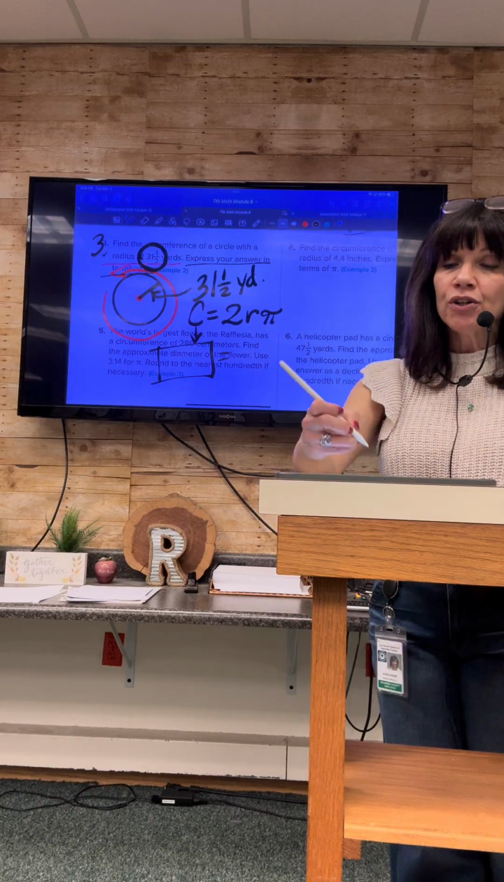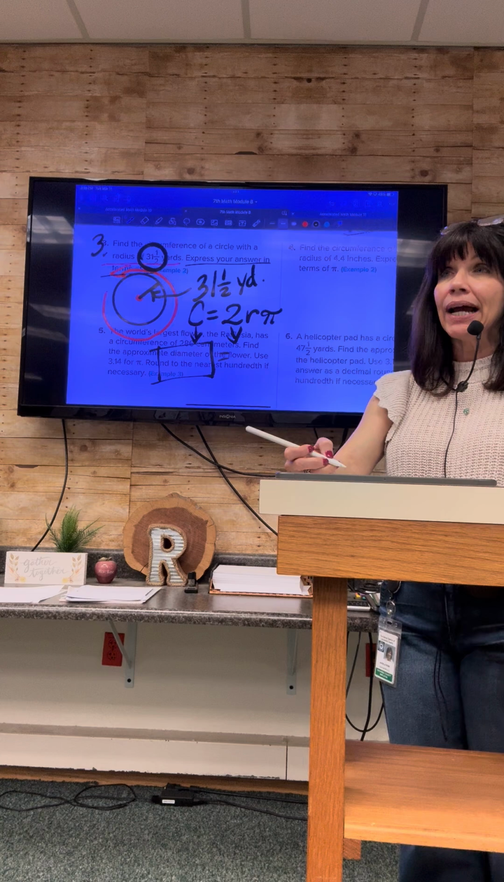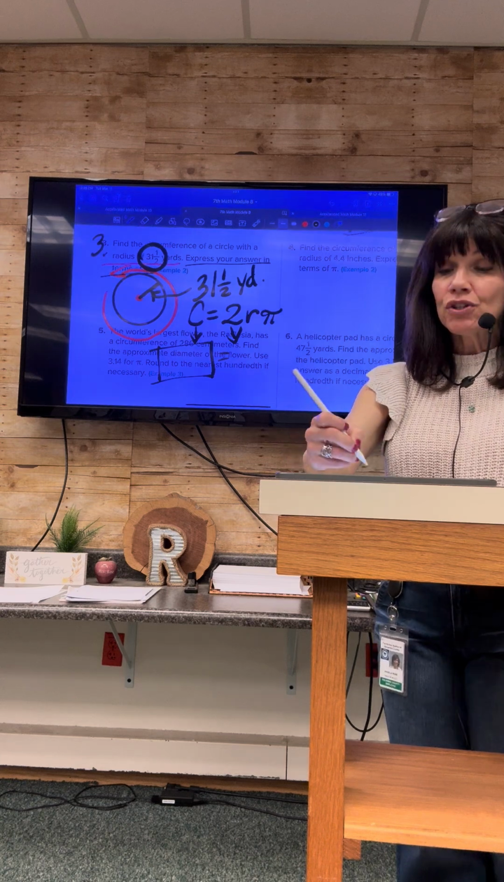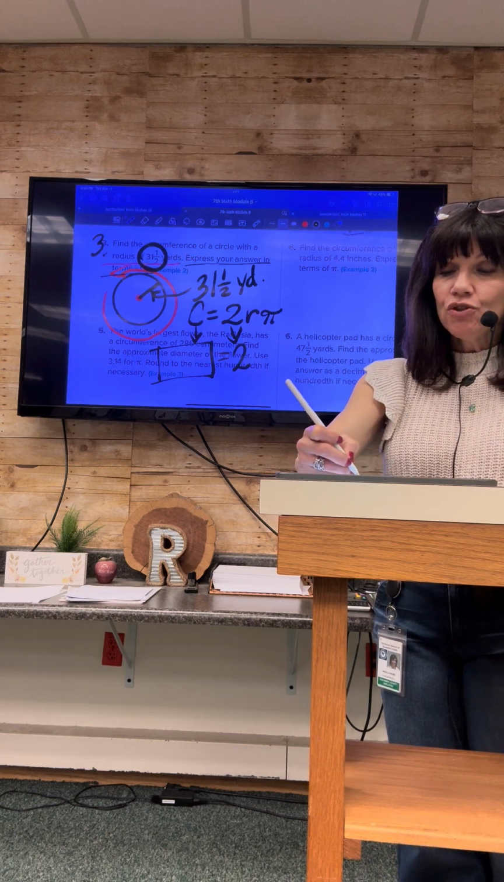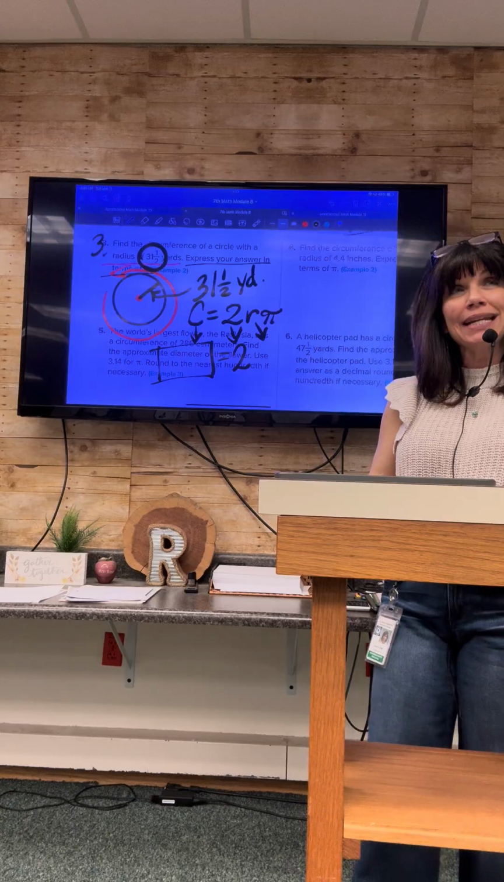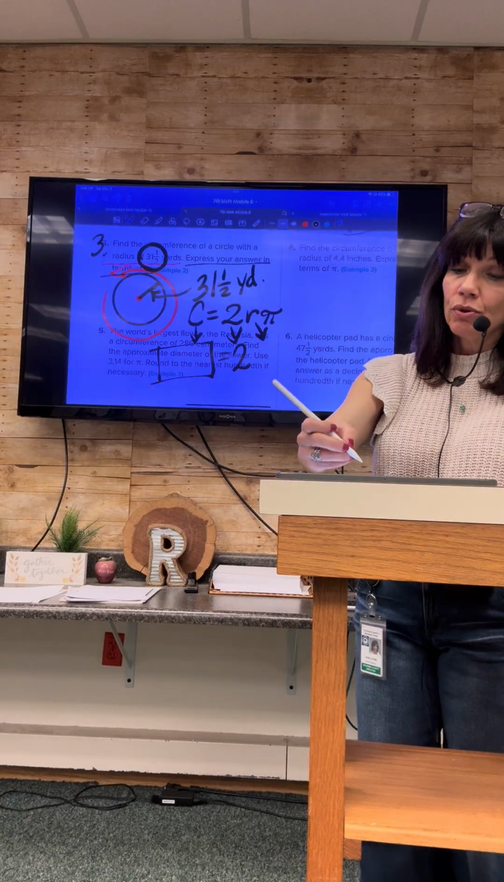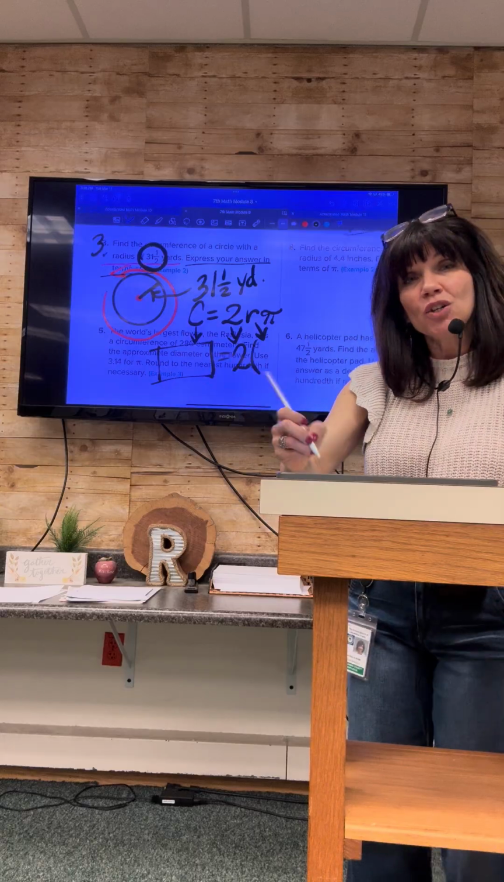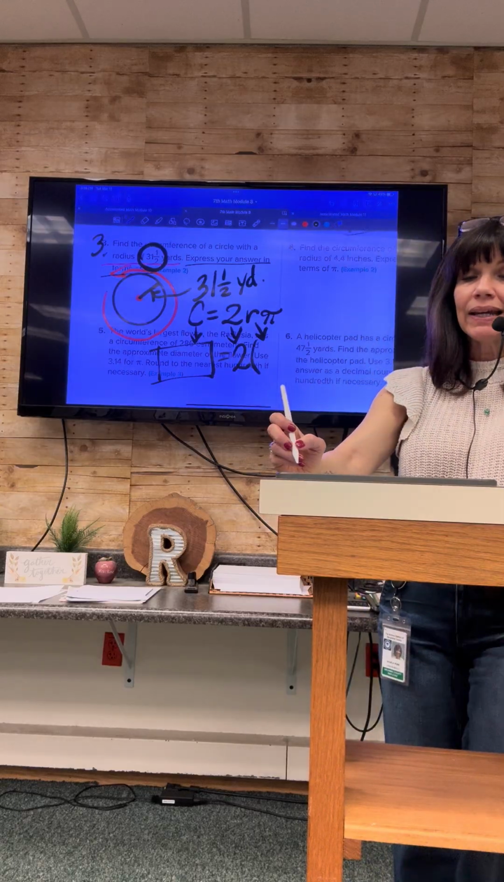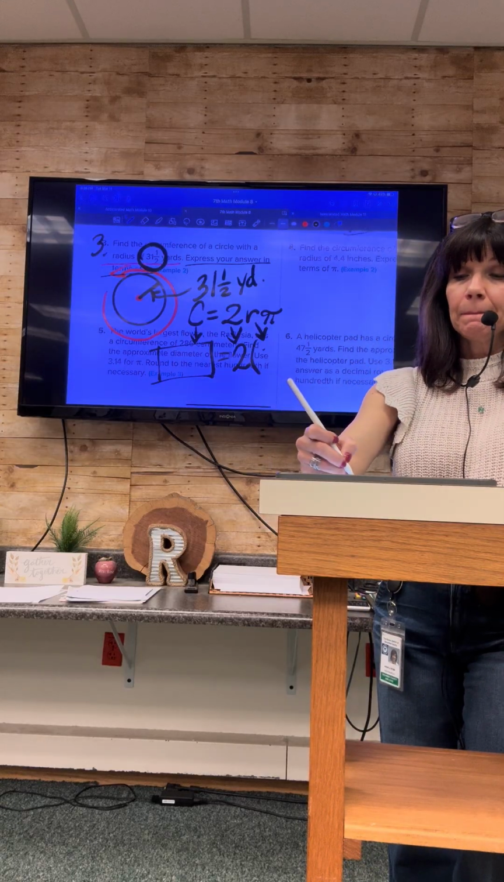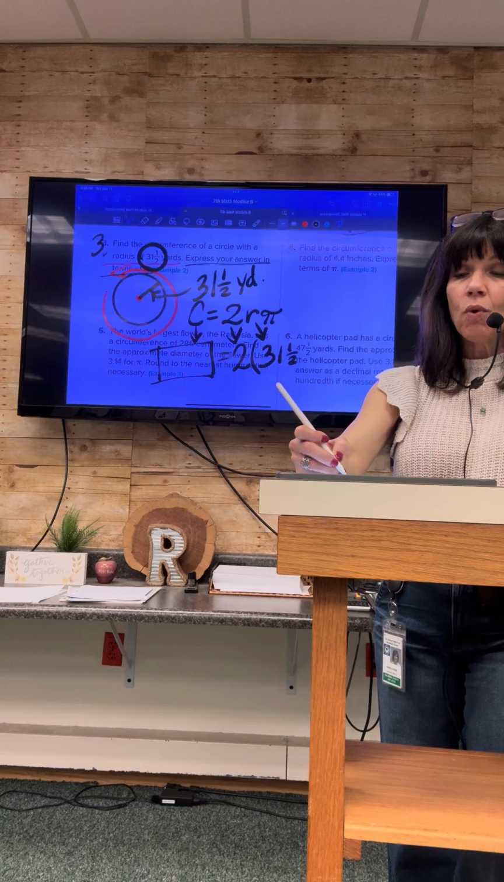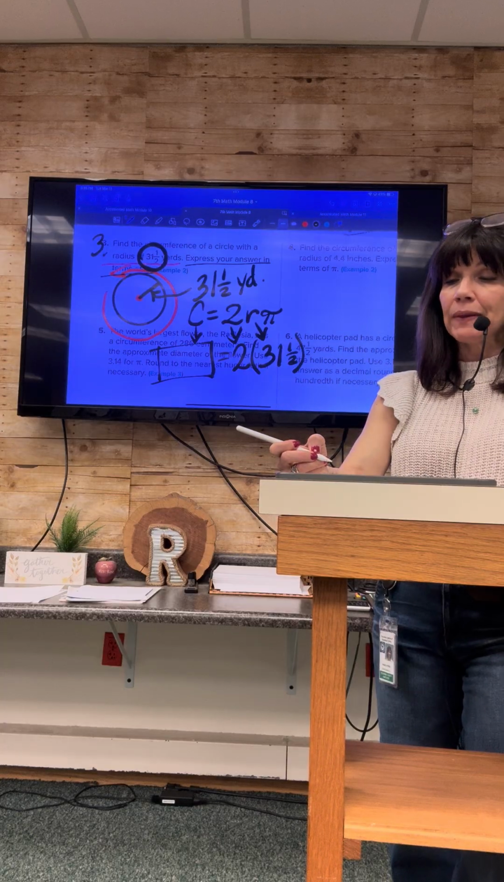All right, now under the 2, what do I write? I write a 2 because I keep it. Do I know the value of the radius? Yes. And it will get what by 2? Multiply. This time I'm going to use parentheses. What am I writing in the parentheses? 31 1/2 inside that parentheses.